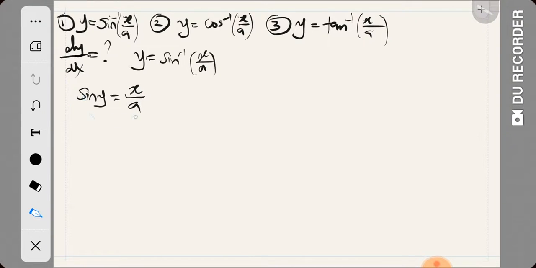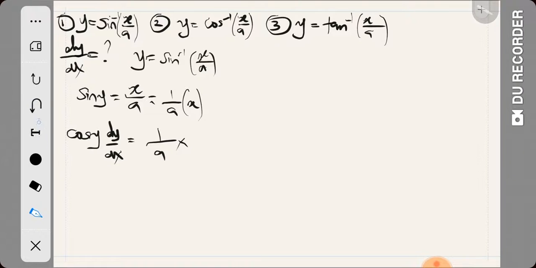Then we have to differentiate this. If you differentiate sine of y, you have cosine of y, but since you differentiated the dependent variable, you need to add dy over dx to that side. We can simplify the right side to 1 over a times x. Since 1 over a is a constant, if you differentiate x you just have 1, so it stays 1 over a.